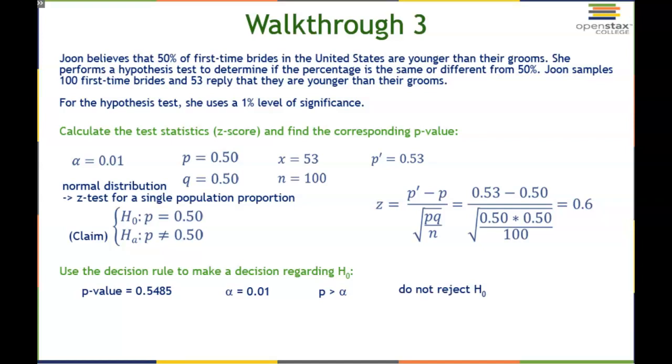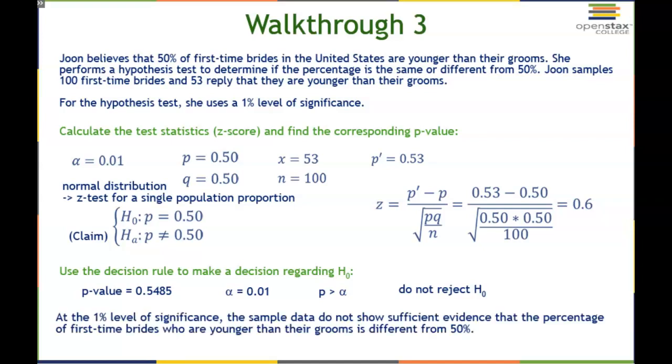Because we do not reject H0, we can word our conclusion that at 1% level of significance, the sample data do not show sufficient evidence that the percentage of first-time brides who are younger than their groom is different from 50%. We don't have sufficient evidence to show that it's different than 50%. So in essence, we can't reject H0, so our claim that it is different is bad.